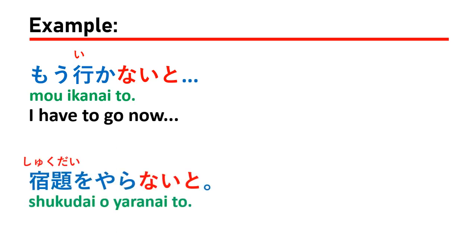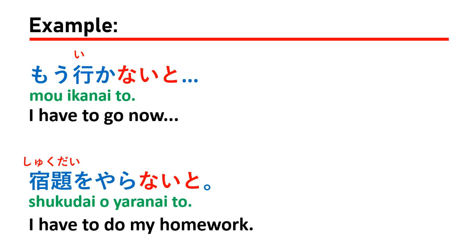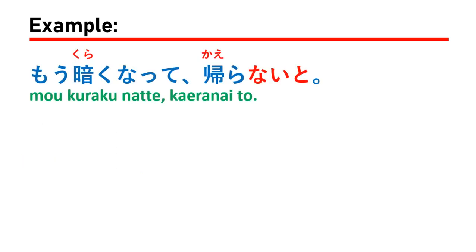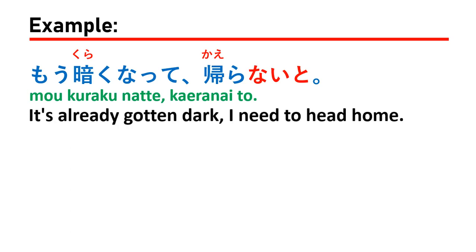The next example, shukudai o yaranai to, which means I have to do my homework. That means if you don't do your homework, you will get a problem with your teacher and your class, or with your score at school. So yaranai to in Japanese means I have to do my homework. もう暗くなって帰らないと。It's already gotten dark. I need to head home.